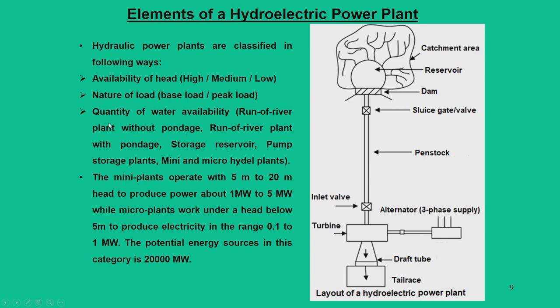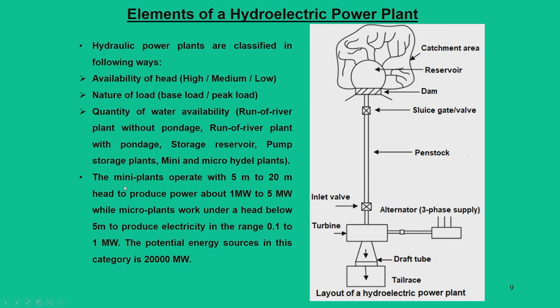The other way of classification is the nature of load, that is base load or peak load. That means, for what circumstances the hydropower plant is designed: whether for simple base load operation, or required to cater to the peak load, that means at the time of demand it can give the excess power. So, we call this the nature of the electric load, which is linked to the alternator, and this alternator is further integrated to the turbines.